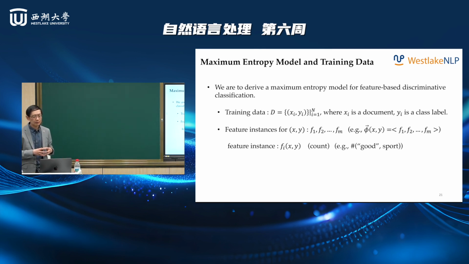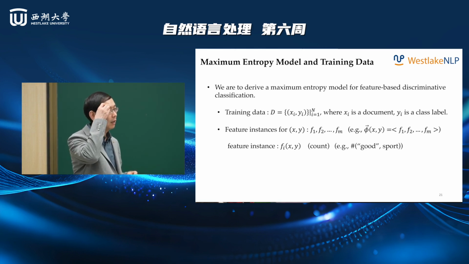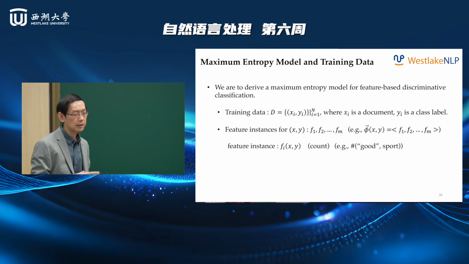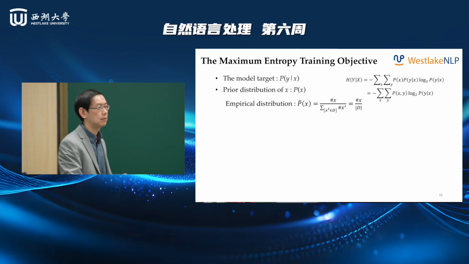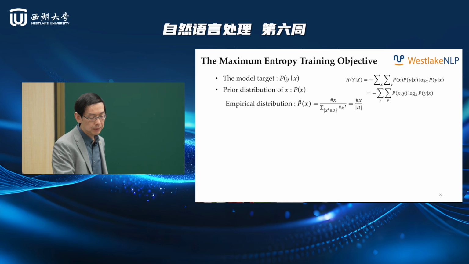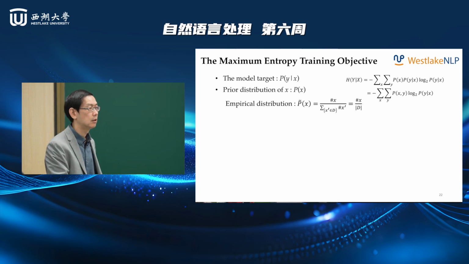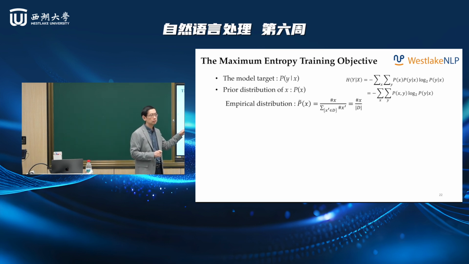All right, then you have a set of training data, and you have this feature representation. Next, how do we derive a model? I can use the maximum entropy principle. I need to maximize H(y|x), which contains P(x) and P(y|x). P(y|x) is our model. It's what our model calculates, so we need to leave it in the equation.